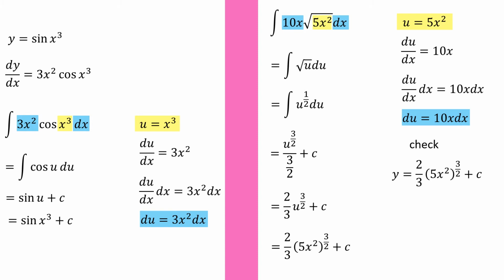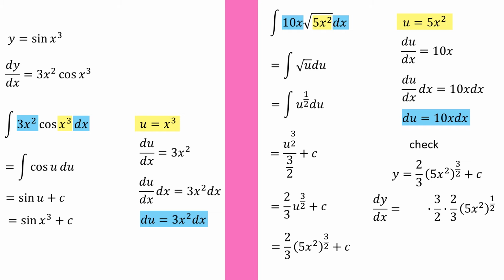If y equals 2/3 times the quantity 5x squared raised to the 3/2 power plus a constant, let's take the derivative. I know what has to happen. The 3/2 becomes a coefficient. I subtract 1 from 3/2. My new exponent is 1/2.